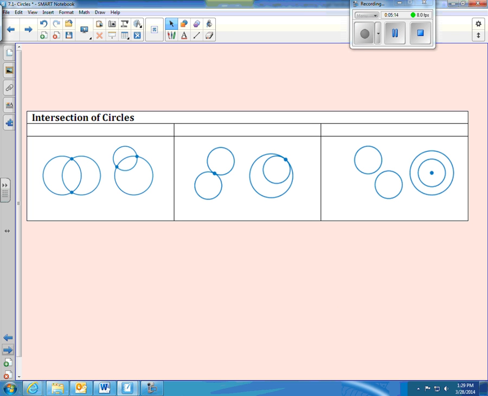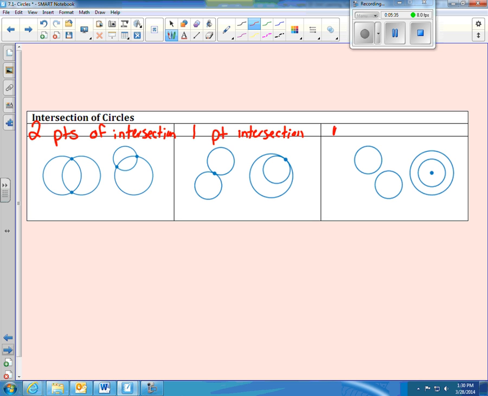So sometimes we have these circles that intersect. In our first picture, we see 2 points of intersection. In the middle, we only have 1 point of intersection. And then in the last picture, we actually have no points of intersection.